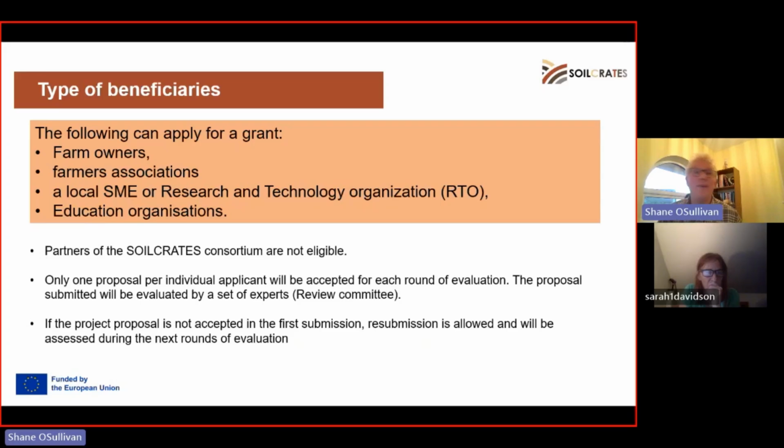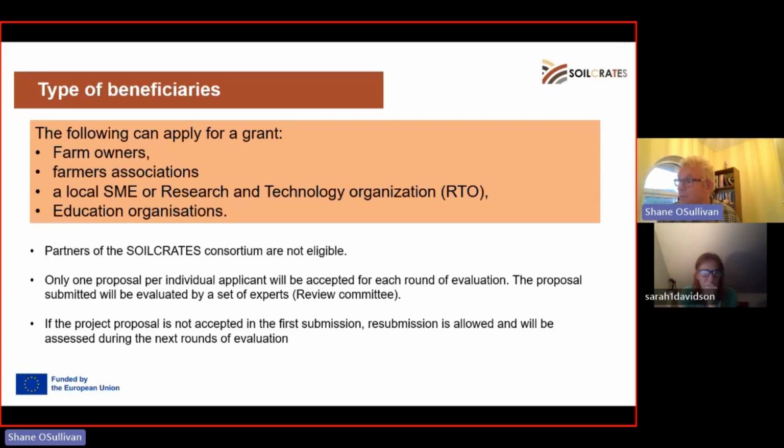Naturally enough, partners of the Soilcrates consortium are not eligible to apply. This includes TOOS, Ballyhart Development, Clockchart Community Farm, Kraken Seeds, and Loophead together. Only one proposal per individual applicant will be accepted for each round of the evaluation. So you can only submit one application, and the project submitted will be evaluated by a team of experts, and this will be discussed later in the presentation.